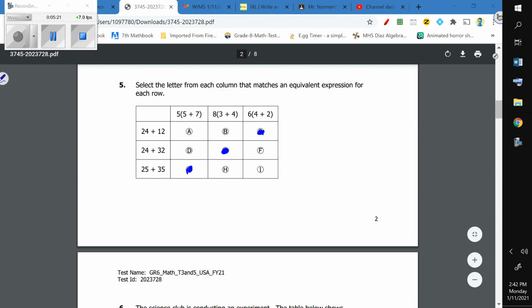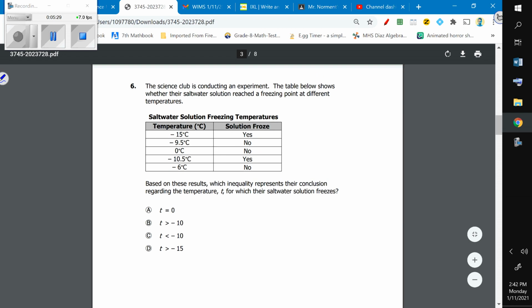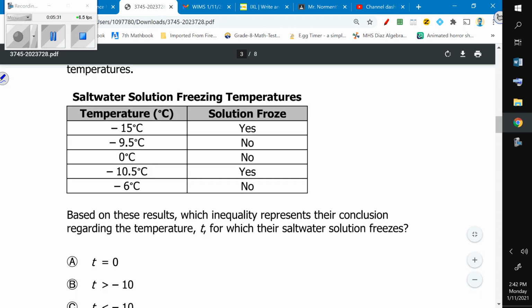And I hope that made sense. I just distributed. That's all I had to do. It probably seems a lot easier now, doesn't it? Number 6. Oh, that's why that makes sense.